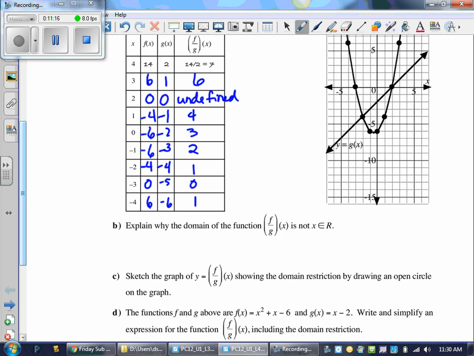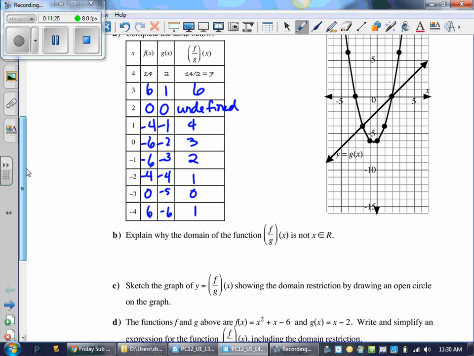So now if we plot these points, when x is 4, we're at 7. So 4 and 7. When x is 3, we're at 6. And when x is 2, we have an undefined value. So we'll just wait for that. So we'll see where it was going when we put that hole in. Let's go on. When x is 1, we're at 4.